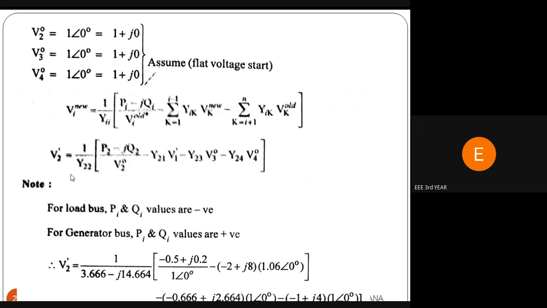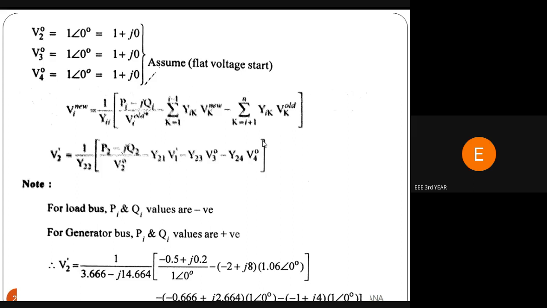So it can be rearranged; first we are substituting the notation. Here i is equal to 2, so substituting i equal to 2, we will get the final expression: V2 new is equal to 1 by Y22 times (P2 minus jQ2) divided by V2 old, minus Y21 V1 new, minus Y23 V3 old, minus Y24 V4 old.